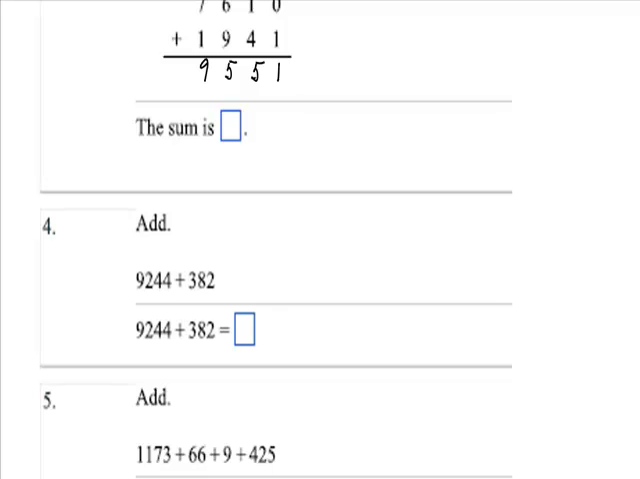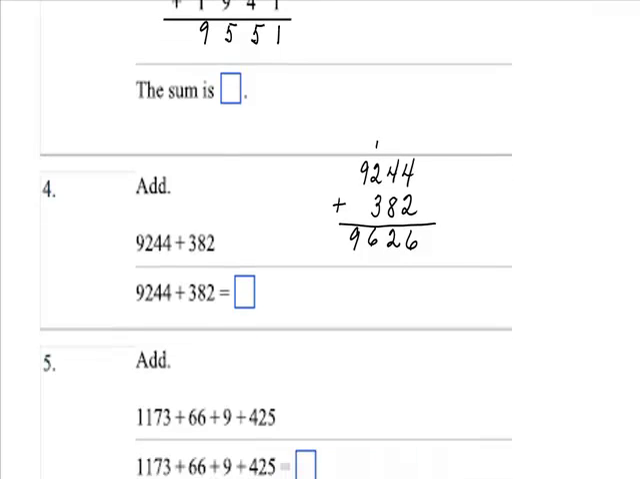All right, number 4. They've written the problem horizontally. I need to change it vertically. So I have 9,244 and I add 382. 4 and 2 is 6. 4 and 8 is 12. Carry that 1 because it goes into the next place value. 1 and 2 is 3 and 3 more makes 6. And I have 9. My answer is 9,626. Don't put in a comma.